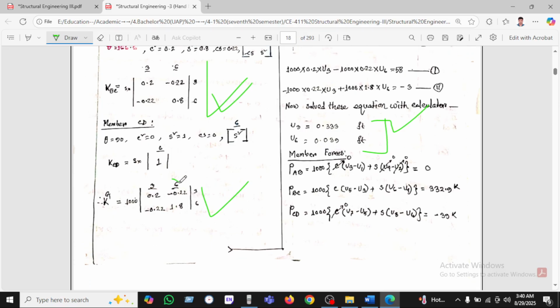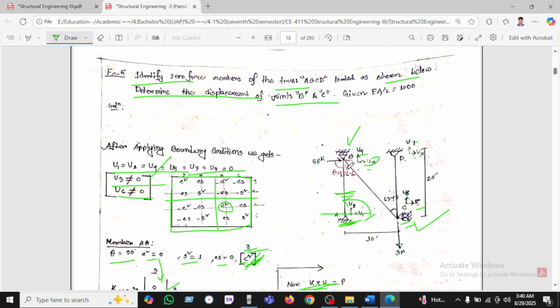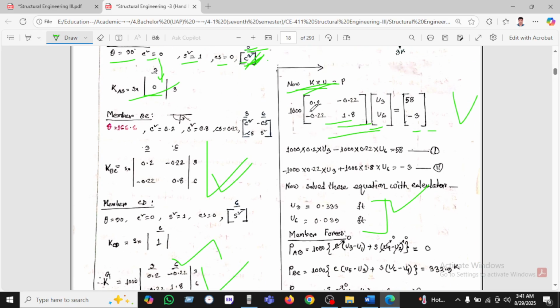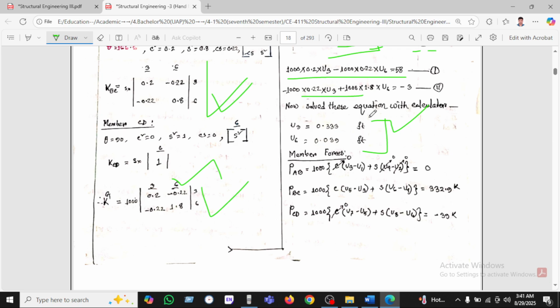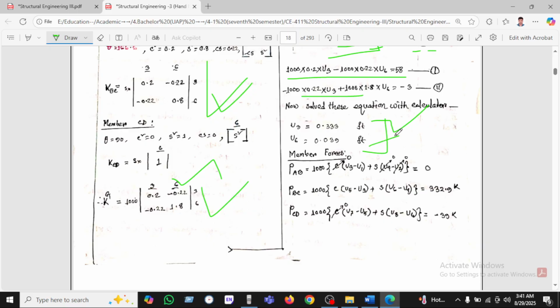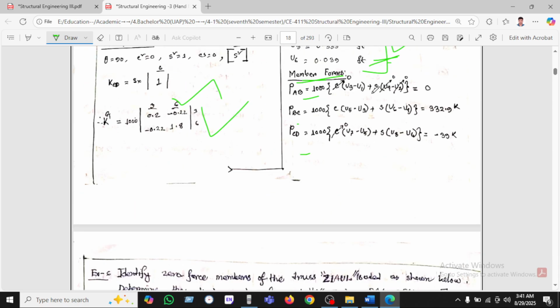So after getting all the member forces, we can use K into U equals P. P is given here, all the member forces 58 minus 3. And after putting them into the rows and columns, we get equation 1 and equation 2. After solving equation 1 and equation 2, we calculate these values. And member forces I will calculate for AB, BC and CD similarly, as we show here. The horizontal will be cos and the vertical will be sin.